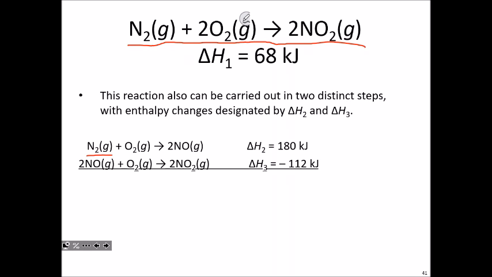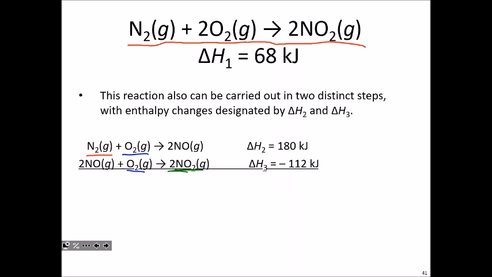How about the next reactant, oxygen? In both of our steps we have an oxygen molecule, so that's good. And then what do we want as our product? Nitrogen dioxide. So this is the one we want as our product. As long as our series of steps are matching up, we want to have the same number of moles; their coefficients need to match. What do we notice about the NO though, the nitrogen monoxide?